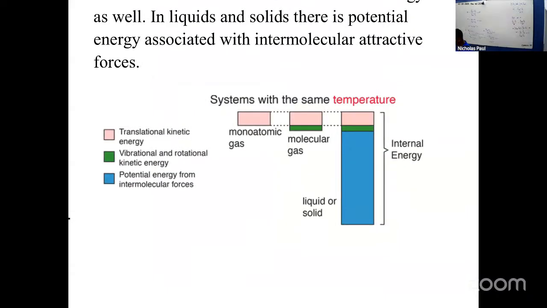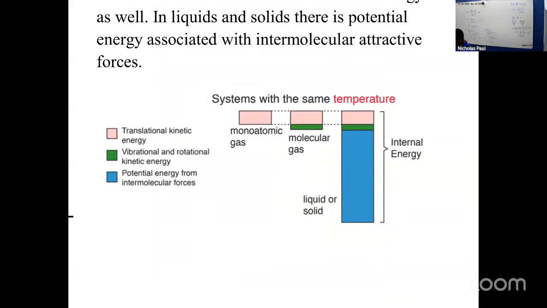If you look at this little diagram here, it shows you that for a monoatomic gas the energy is purely kinetic. For a molecular gas, there is a little rotational and vibrational energy. Why does a molecular gas have vibrational and rotational energy, while an atomic gas doesn't? And of course, you can see solid and liquid have a lot of bonds between the particles, so you have potential energy.